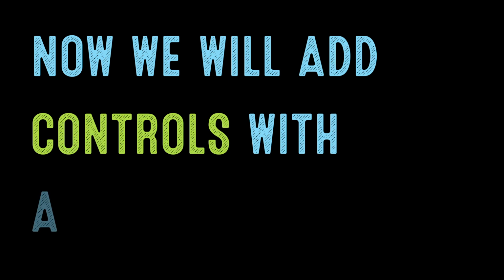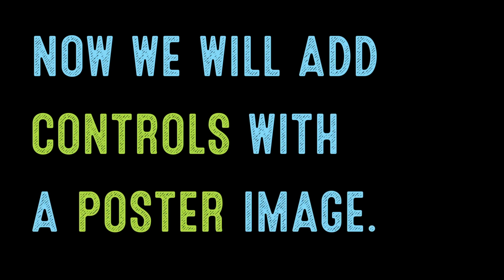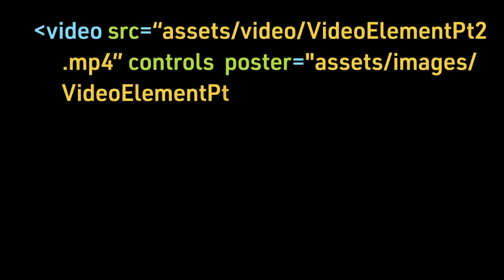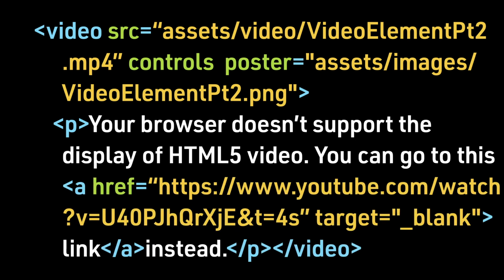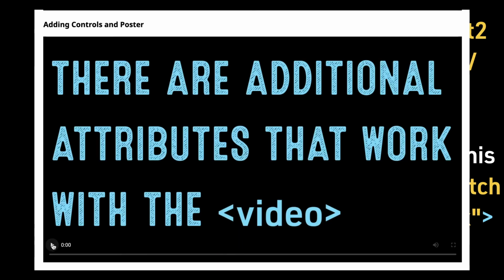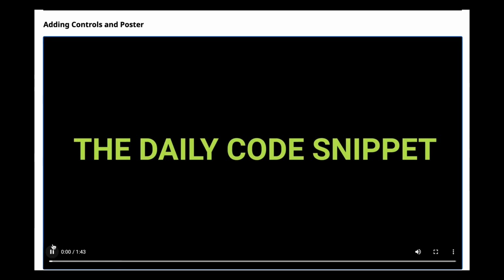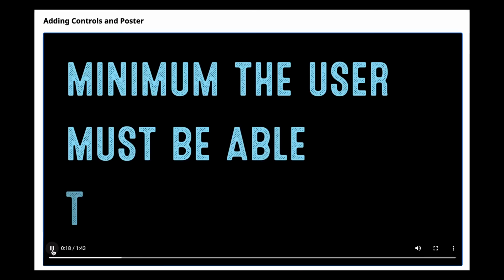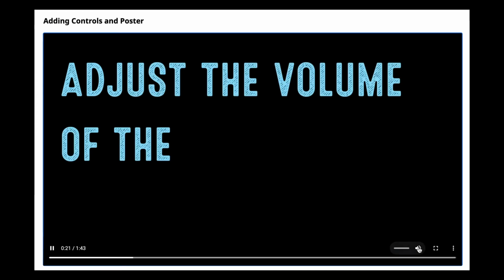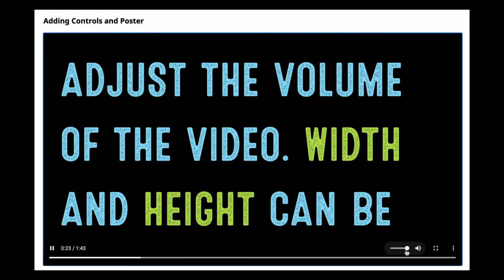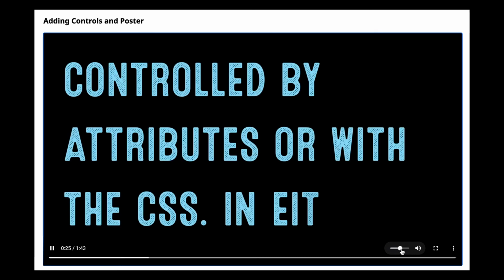Now we will add controls with a poster image. The viewer must be able to start, stop, and adjust the volume of the video. It can be controlled by attributes or with CSS.